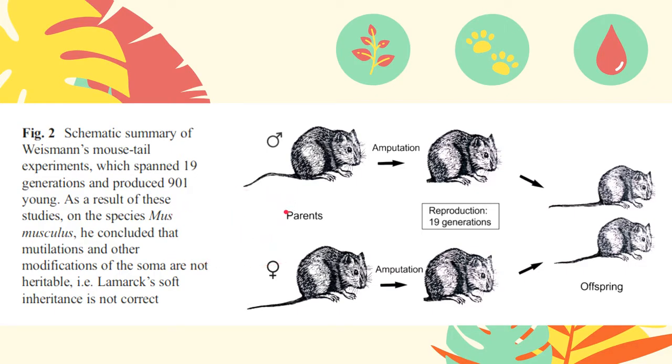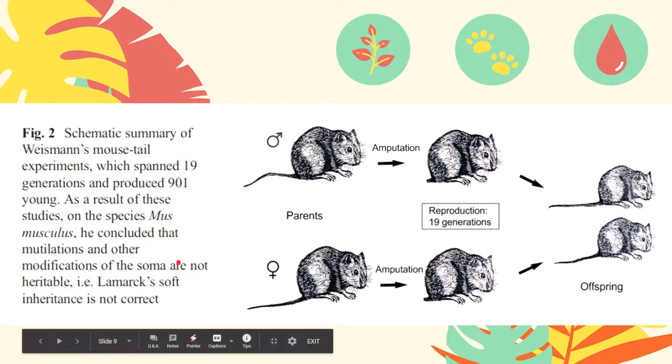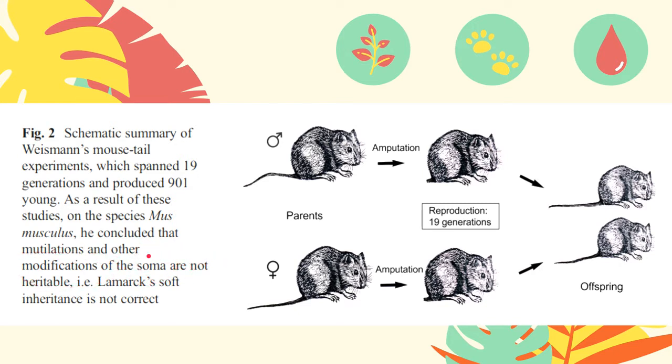So in order to support his claim, Weismann conducted an experiment, okay? This was a summary of his mouse tail experiment, which spanned 19 generations and produced 901 young. The results concluded that mutilations or modifications of the soma, or the body cells, are not heritable. So this is what he tried to do.